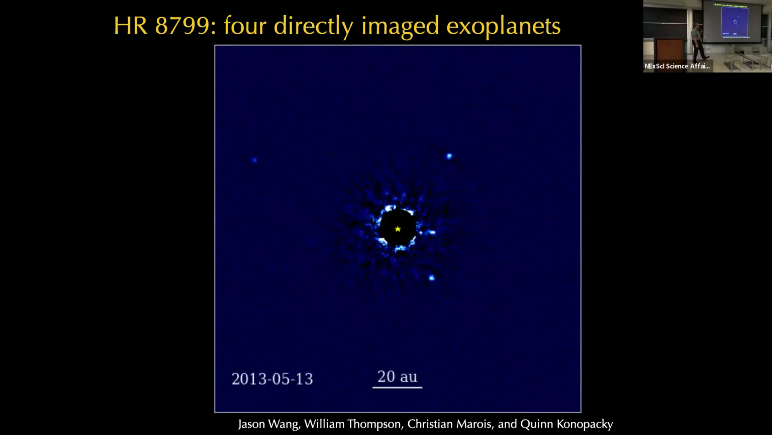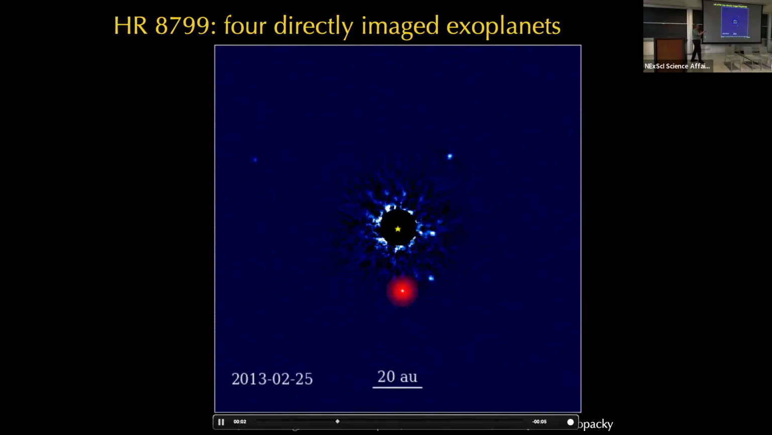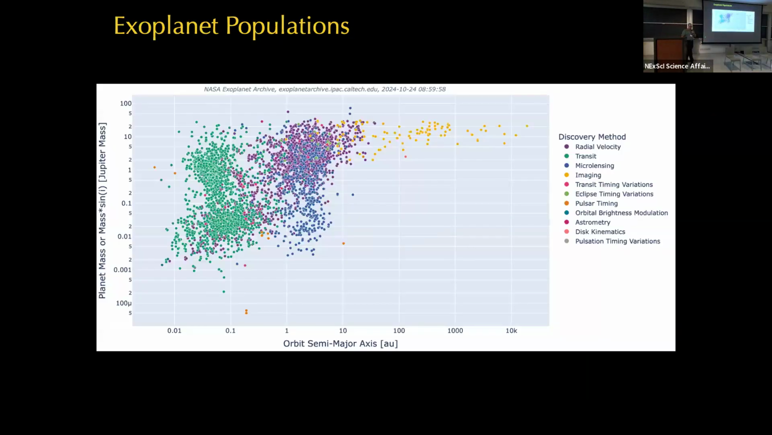So here are actual images of extrasolar planets orbiting the nearby star HR 8799. 1, 2, 3, 4 planets orbiting that star there. Wonderful orbit movie from Jason Wang. Actual data, you're looking at actual light from the star and from the planets as the planets go about their orbits over a decade. And we've seen versions of this plot a few times already this week.